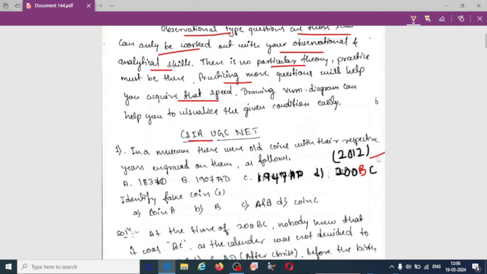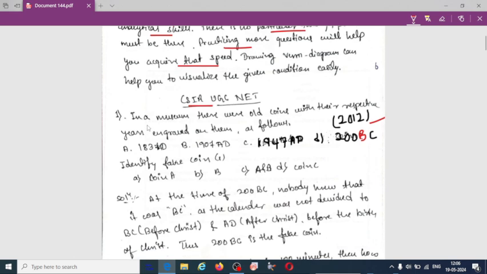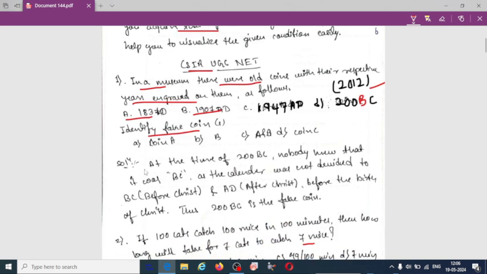So this is the question from 2012. In a museum, there were old coins with their respective years engraved on them. So here are the 4 coins with their years, mentioned A, B, C, D. Identify the fake coin from these 4. So let us solve here.